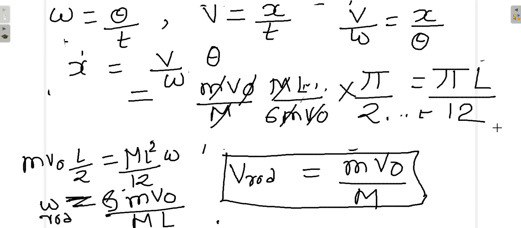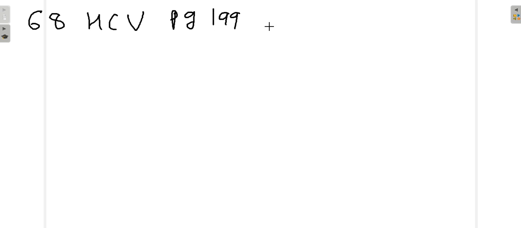Now we are going to do another problem. Let us do another problem from HC Verma only. It is a little long, big problem. Let us do that. It is problem number 68, HC Verma, page 199. Again the same chapter of rotational dynamics.